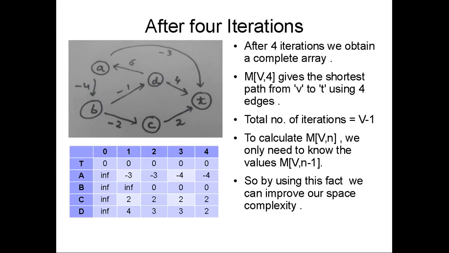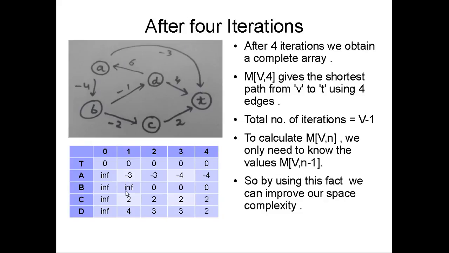So after 4 iterations we obtain the complete array M. In this, M of v comma 4 gives the shortest path from v to t using at most 4 edges. Similarly, M of v comma 3 gives the shortest path from v to t using at most 3 edges. So suppose we have to calculate the shortest path from d to t. That would be equal to this value, which is equal to 2. Now let us suppose we have to calculate shortest path from b to t using at most one edge.